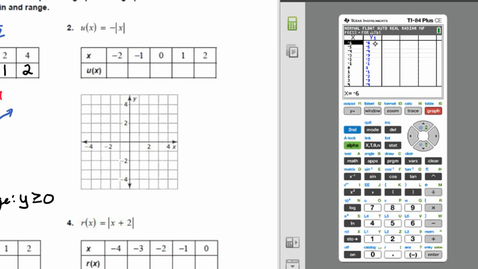So we're going to take our values and write them in the table. So go ahead and push pause and write those values in the table. And then when you're done, push play. And then let's graph it.